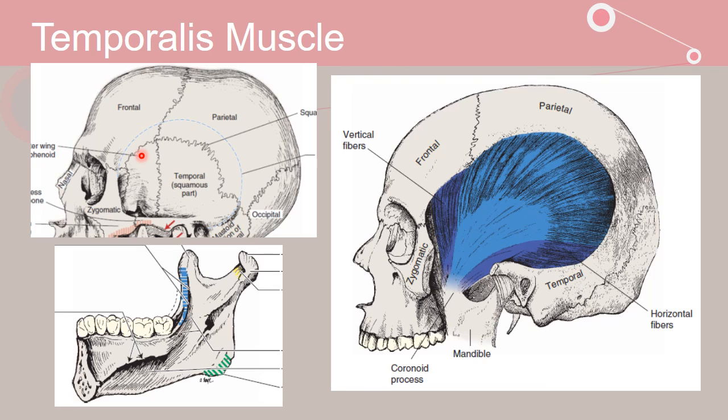From the temporal fossa, the anterior and the middle fibers of the temporalis are directed vertically downward, while its posterior fibers are directed more horizontally, passing medial to the zygomatic arch to insert at the coronoid process of the mandible. Again, this is the coronoid process of the mandible. So this blue area here is where the temporalis muscle inserts. Okay, this line here is the origin of the temporalis muscle.